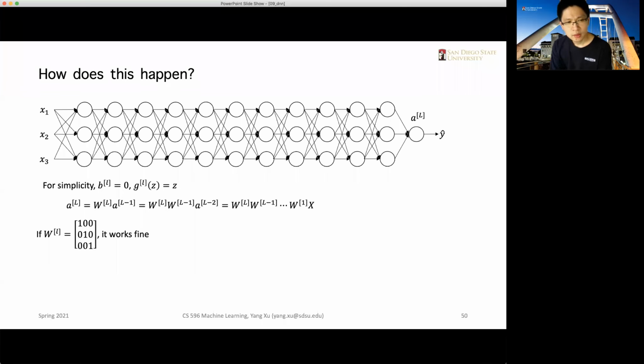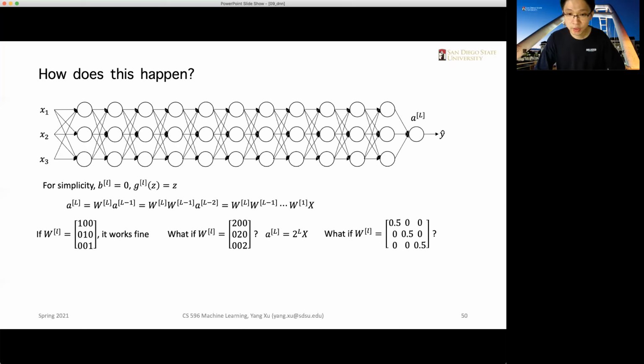Then let's think about the question. If W is an identity matrix, with only ones along the diagonal elements and all the other elements zeros, then it probably works fine, right? Because 1 times 1 equals 1, if we apply matrix multiplication rules here. But what if W is a little bit larger, like we have 2's along the diagonal? Then in theory, the last layer's output would be 2 to the power of L times X.